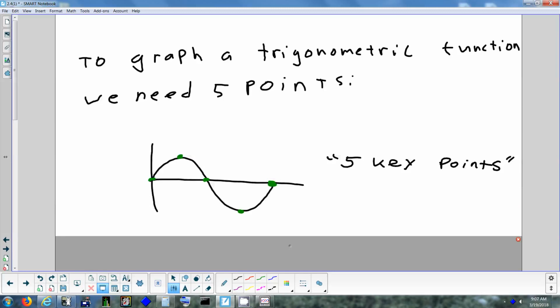You can always get more than 5. We're not going to. But we're going to get 5 points. And if you notice, those 5 points are all equally spaced. One here, here, here, there, and then at the end.